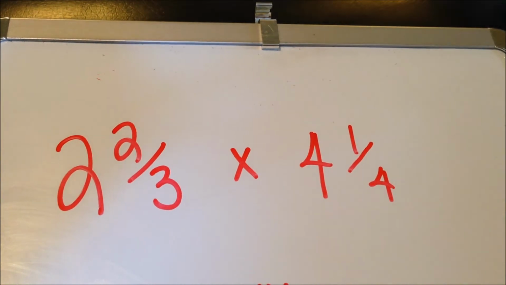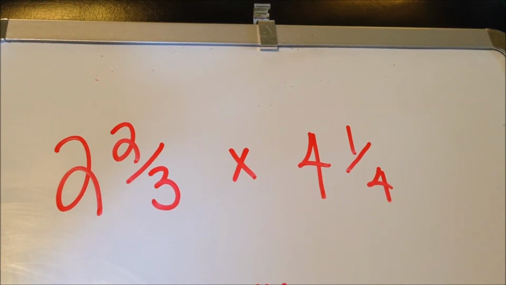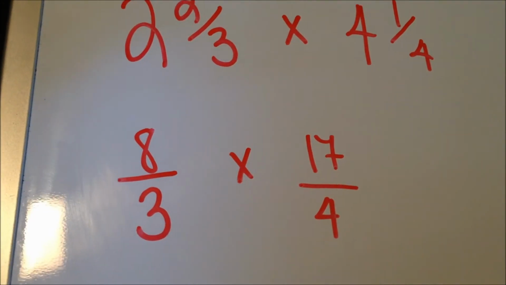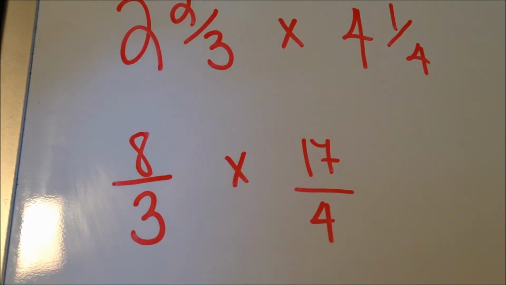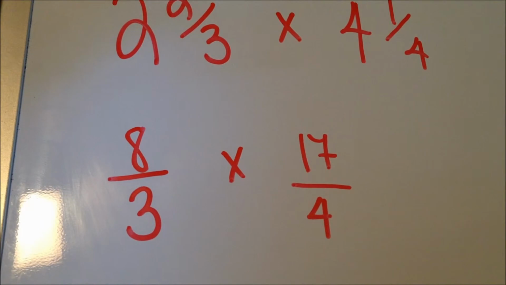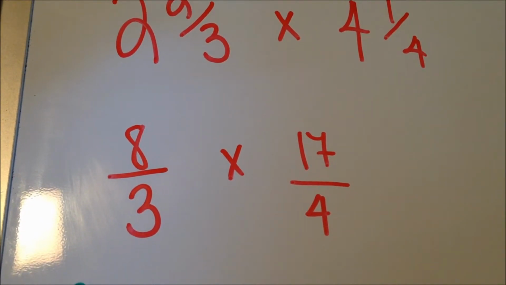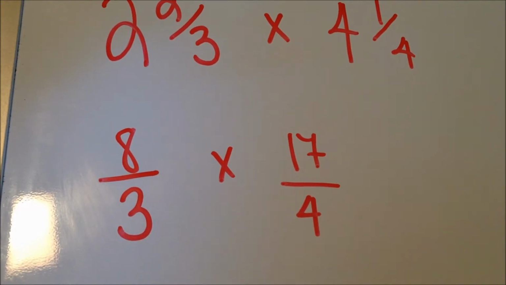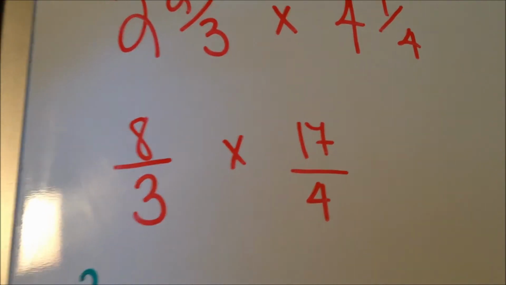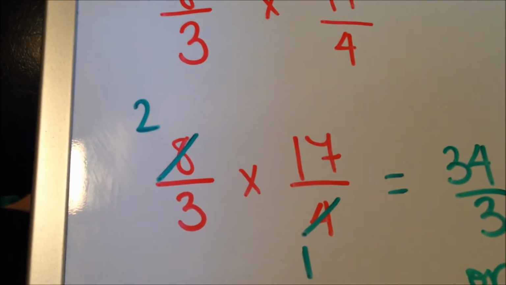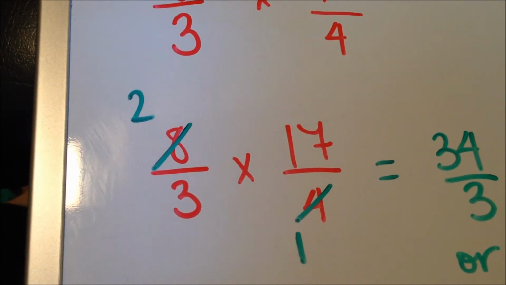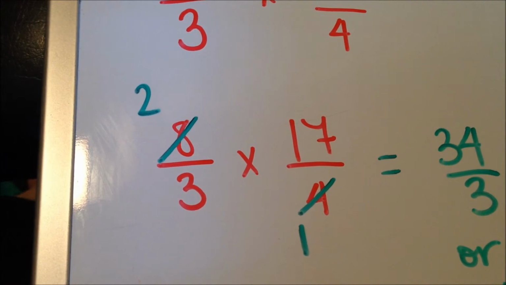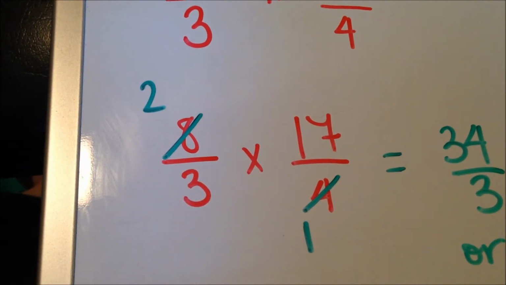So 2 2/3 converts into 8/3, and 4 1/4 converts to 17/4. So that's what we have here. And then you multiply like you normally would. Well, let's start by asking ourselves, can we cross-reduce at all? 8 and 4 can cross-reduce, and they both divide by 4. So we will have 8 divided by 4, which gives us 2, and 4 divided by 4, which gives us 1. 17 and 3 do not cross-reduce, and then the fractions themselves cannot reduce any further.